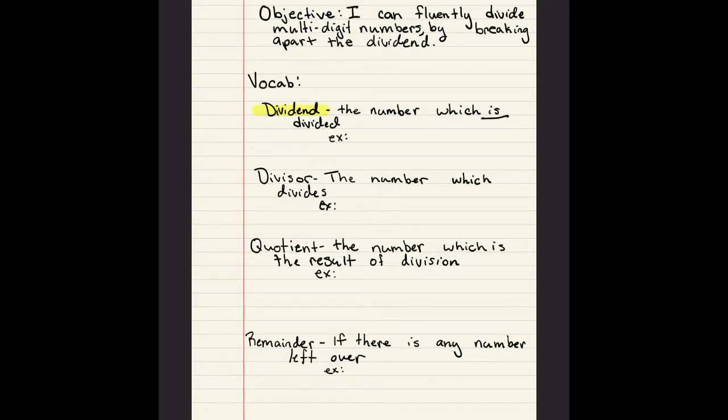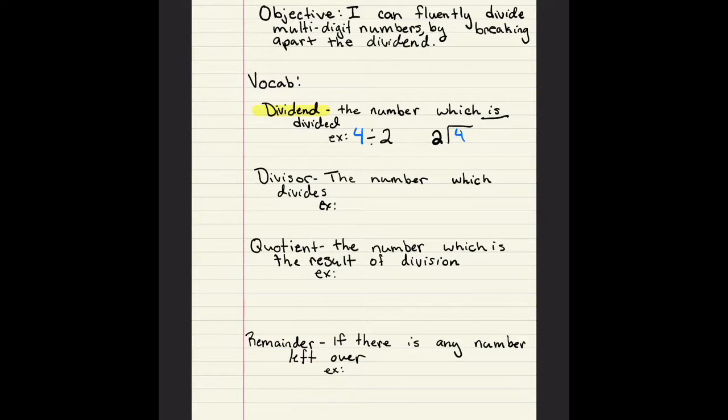So if we had, for example, 4 divided by 2, our dividend is the number being divided, which is 4. If we were to write that, it would be the number under the division.